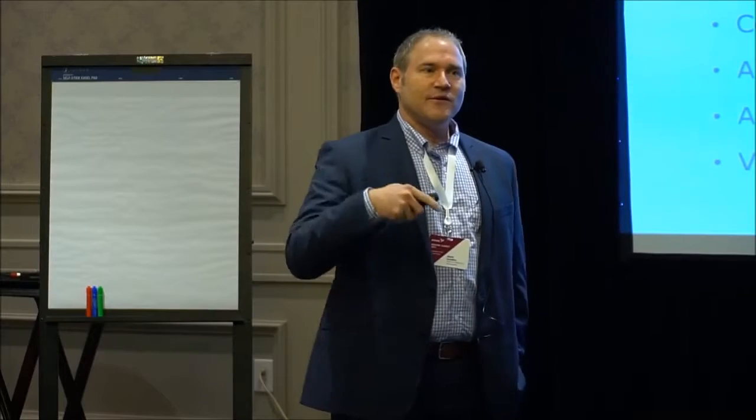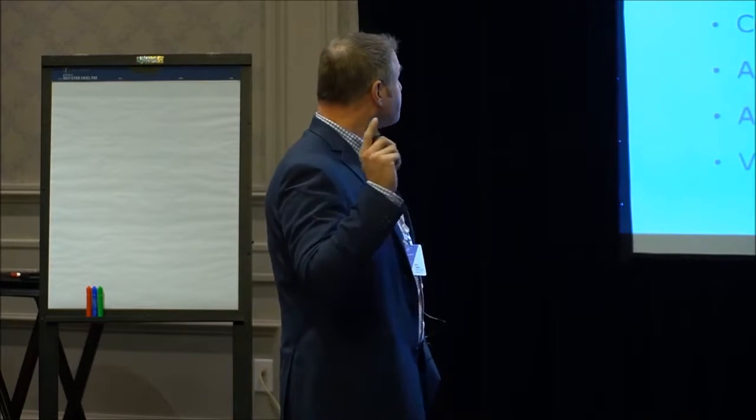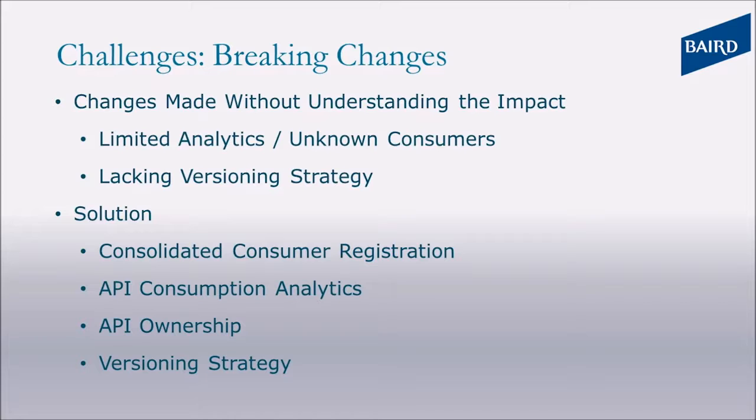So to go into a little more detail on these changes, starting with breaking changes, like I touched on: making changes without understanding the impact, changing how you call the API, not knowing who's using it, and disrupting a production application. The challenges around that were that people just didn't know. We didn't have analytics. They didn't know who was consuming these services, and there was no way to see. We didn't have a versioning strategy.